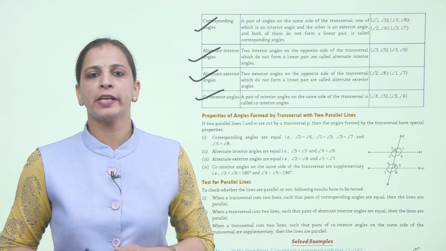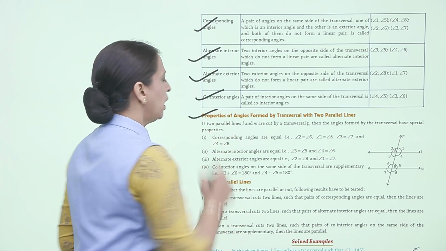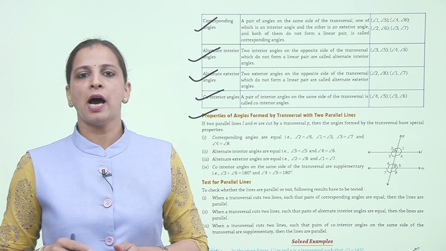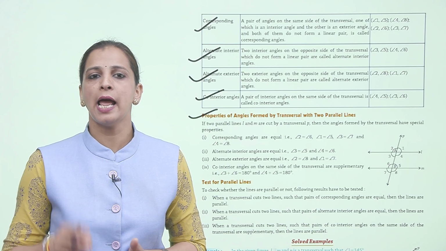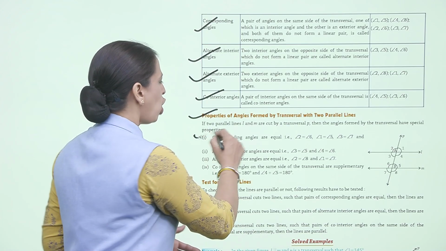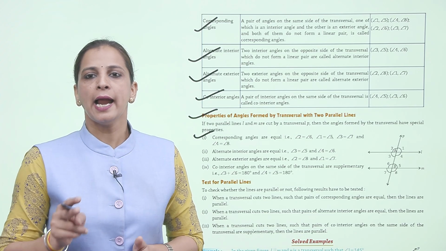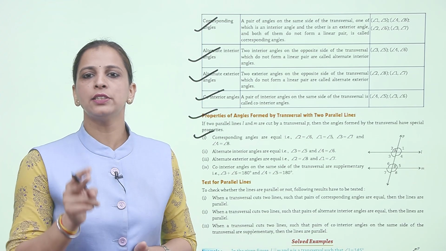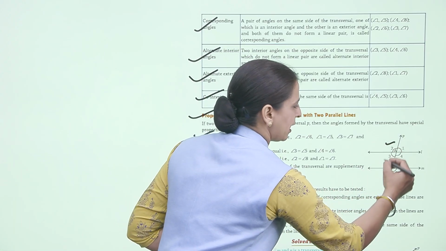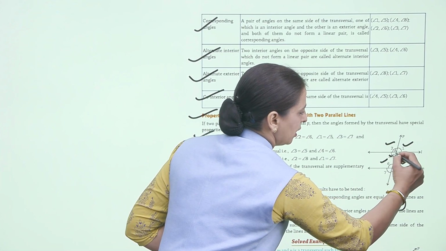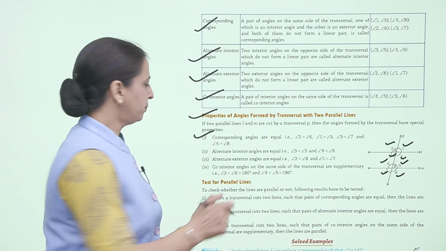Now, properties of angles formed by transversal with two parallel lines. If two parallel lines L and M are cut by a transversal P, then the angles formed by the transversal have special properties. First, corresponding angles are equal. That is, angle 2 is equal to angle 6 and angle 1 is equal to angle 5, angle 3 is equal to angle 7 and angle 4 is equal to angle 8. This angle is equal to this and this.